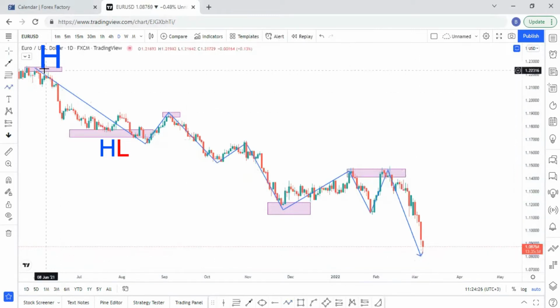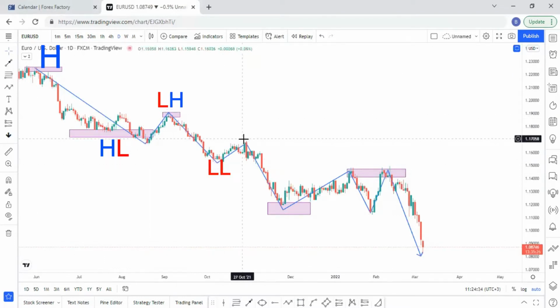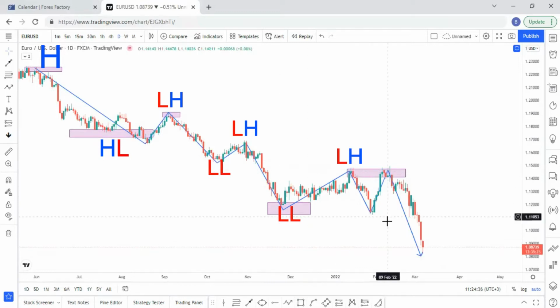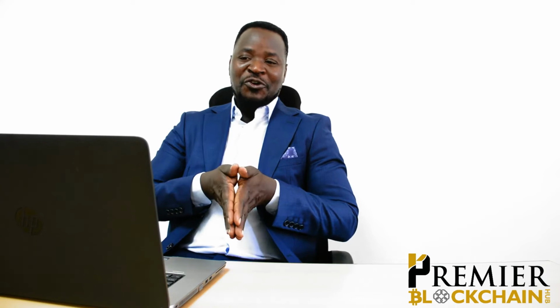So when you do that, what do we call these moves in the market? This is a high, a low, a lower high, a lower low, a lower high, a lower low, a lower high, a lower low. Remember, in this case we are making a series of lower highs and lower lows. Let's look at them now keenly.